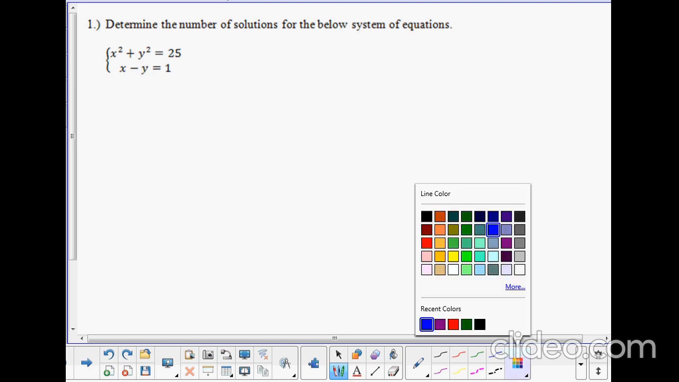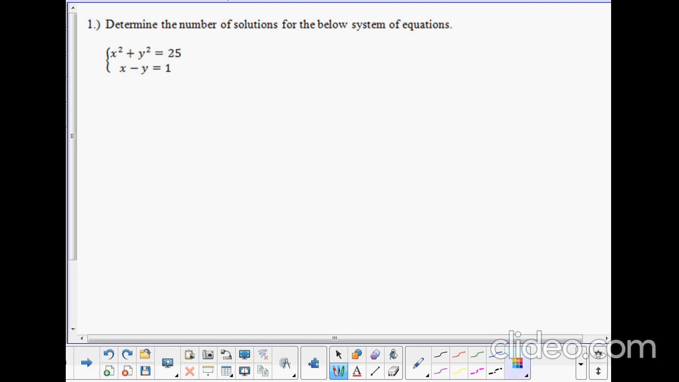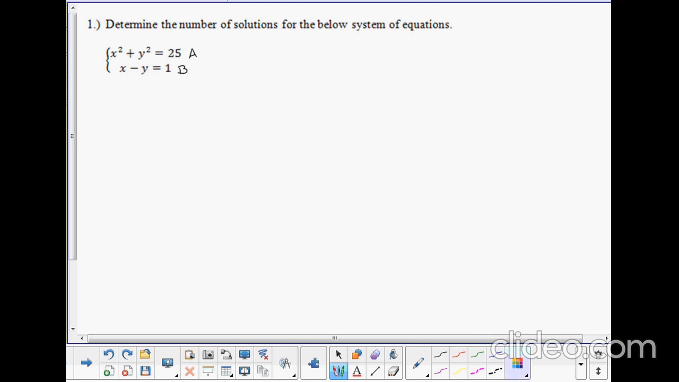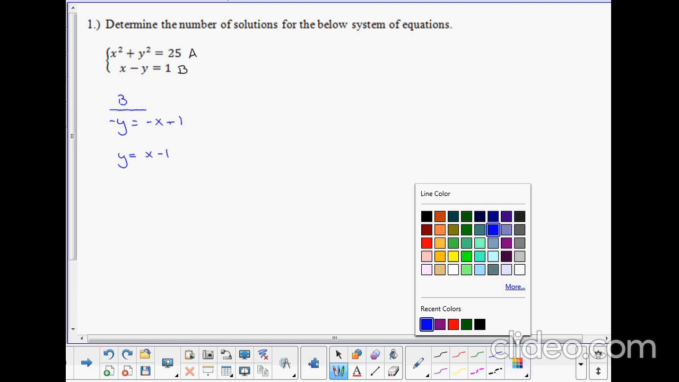So what I'm going to do instead of graphing this by hand is just graph it using the calculator. Now again, as we've seen previously, the calculator requires that y is isolated. So I'm going to start with equation b. This is going to be easier to rewrite. So I'm going to rewrite b by subtracting x from both sides. So this would be negative y equals negative x plus 1. And then I would divide by negative 1, so y equals x minus 1. So that's how I'm going to rewrite b.